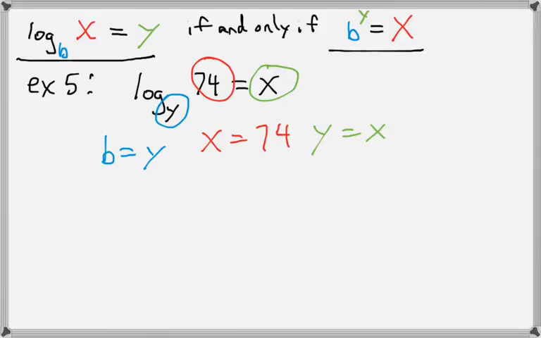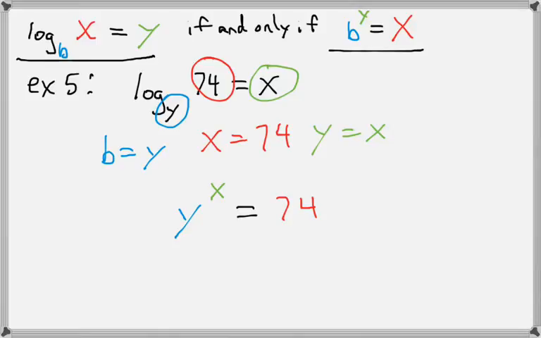So now that we've identified our parts, we need to convert it to exponential. So our b, which in this case is y, raised to our y, or our green, which is x, is equal to our x, or our red, which was 74. So we've converted this logarithmic form into its corresponding exponential form.